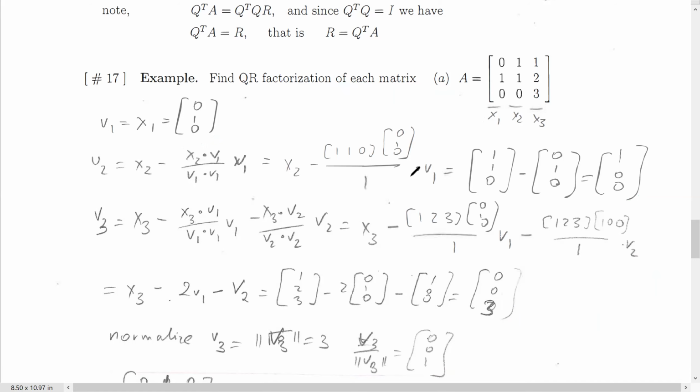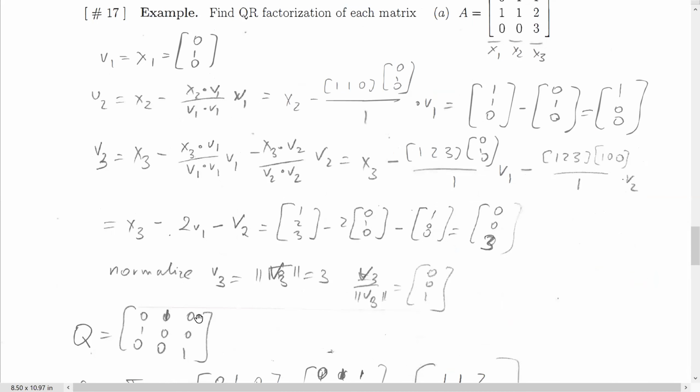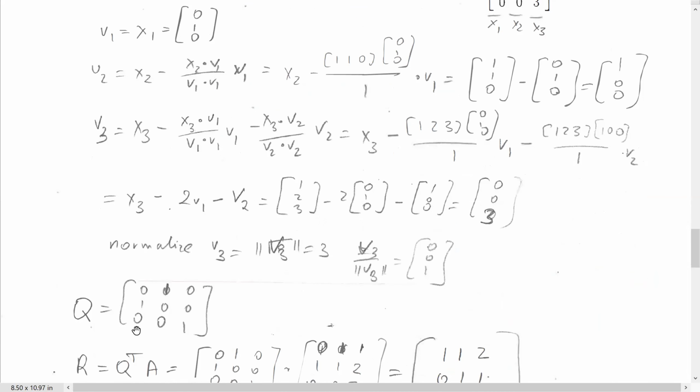And in that case, then I'm just putting together the Q. So my Q matrix is my v1, v2, and normalized v3. If my v1 did not have length 1, I would normalize the first vector, second vector, and then third vector. So this is my v1, v2, and normalized v3. So this is my matrix Q.